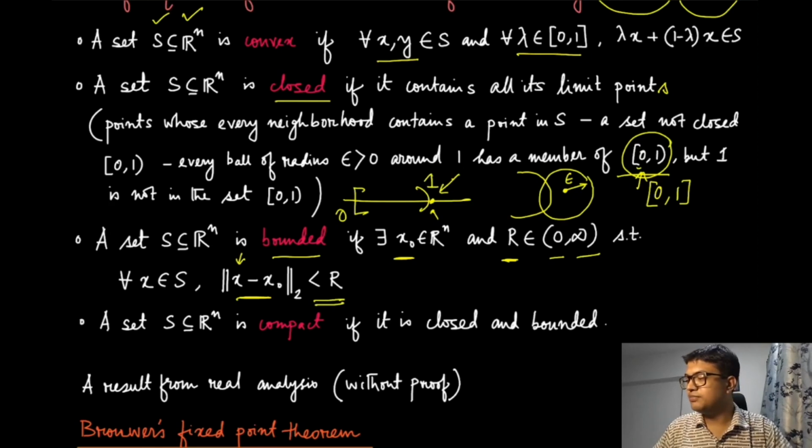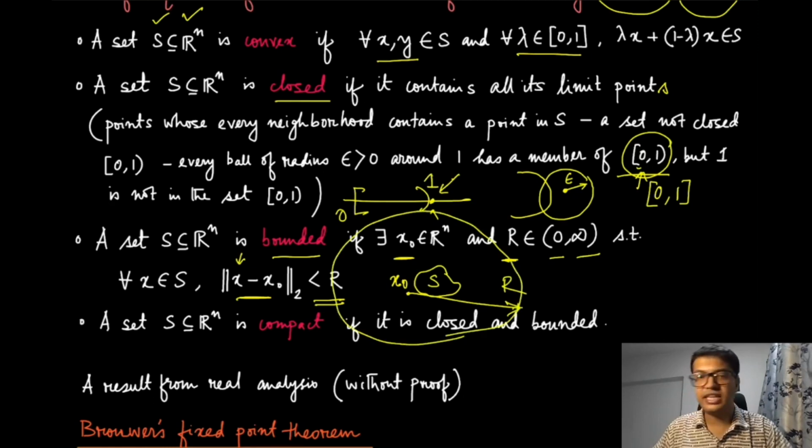So let's say we have a set S which is looking like this. Let's say it is in R2 again, the two-dimensional plane, and suppose there is an x naught and a radius, let's say r, and then you can draw this circular ball around this x naught point. For all the points x that you can pick from this set S, the Euclidean distance between x and x naught will be bounded within that r.